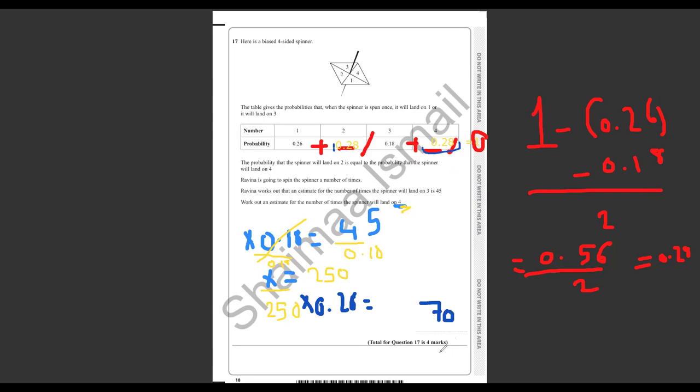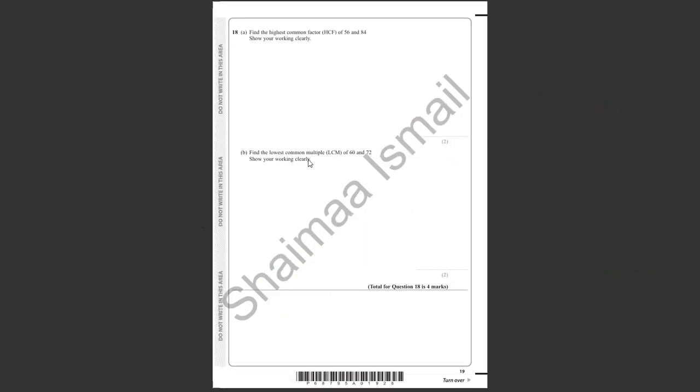And it's only one question on the page, and make sure that you solve it. Let's see the next. Question number 18. Find the highest common factor, HCF, of 56 and 84. Show your working clearly.